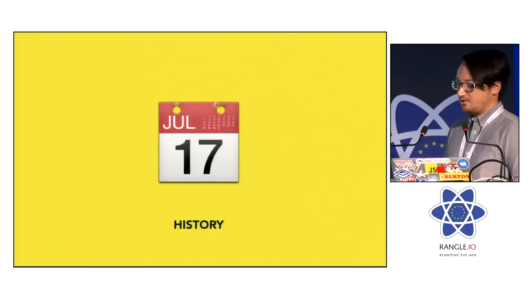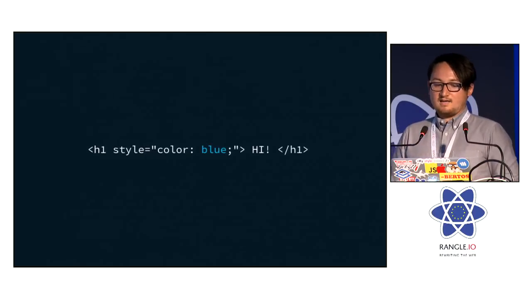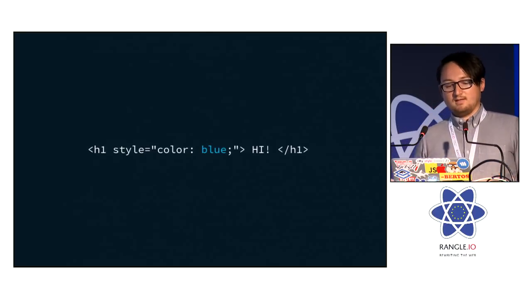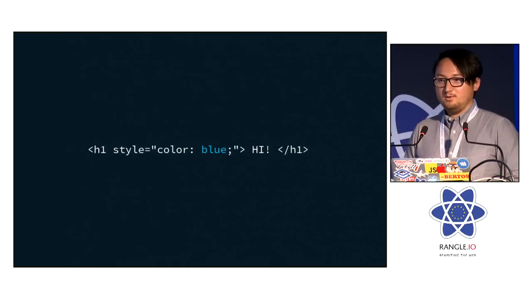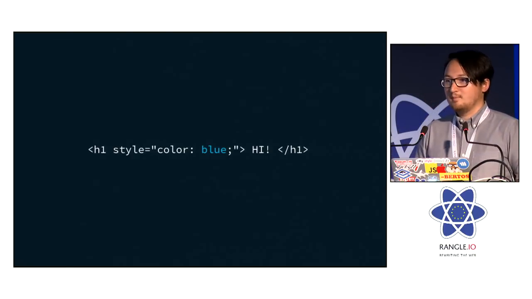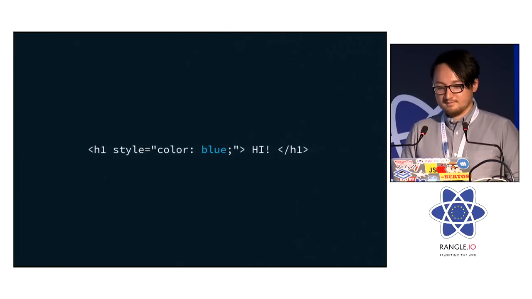So let's talk a little bit of history. In the beginning, styling was very easy. You could just put these things right inline. So we have H1 here, and it's color blue. That's very easy to reason about. You don't need a computer science degree to figure out what's happening there.